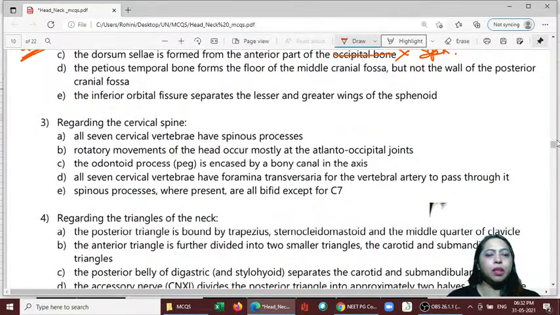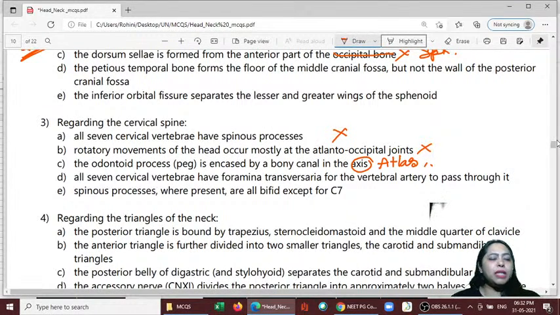Next one. Regarding the cervical spine, all 7 cervical vertebrae have spinous processes. Is that correct? Next, the rotatory movements of the head occur mostly in the atlanto-occipital joint. This is also a wrong statement. The odontoid process or the dens is encased by a bony canal in the axis? No, in the atlas.